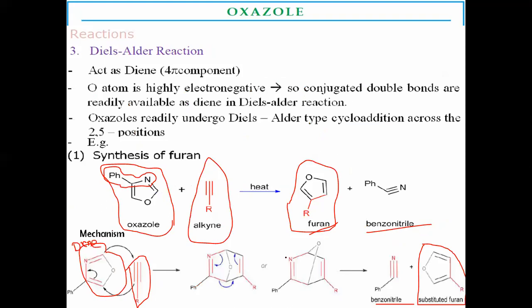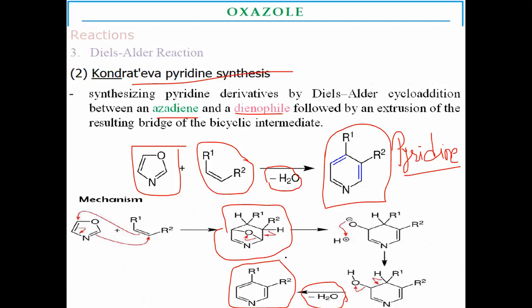And some Diels-Alder reactions, that is cycloaddition reactions, or another word for Diels-Alder reaction is cycloaddition reaction. Here we discussed two examples: synthesis of furans and synthesis of pyridines.